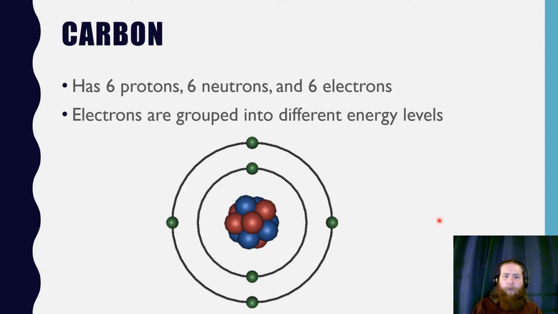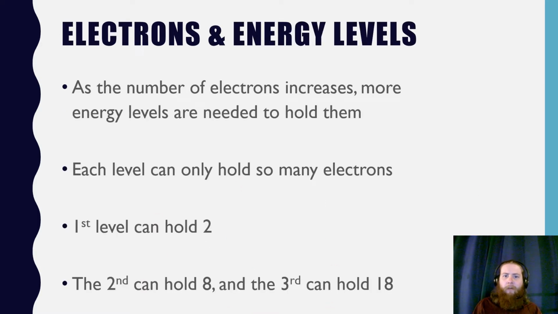And these electrons are grouped into different energy levels. There's this one closer to the nucleus and this one farther out from the nucleus. As you get more and more electrons, you have to get more and more energy levels to hold them. Each level is limited on the amount of electrons it can hold. The first can hold 2 electrons, the second can hold 8 electrons, the third can hold 18 total electrons, and so on and so forth.